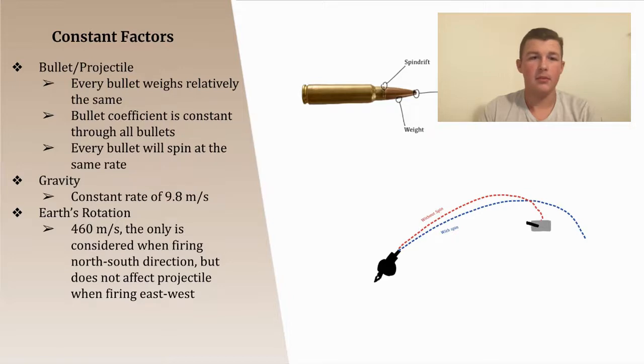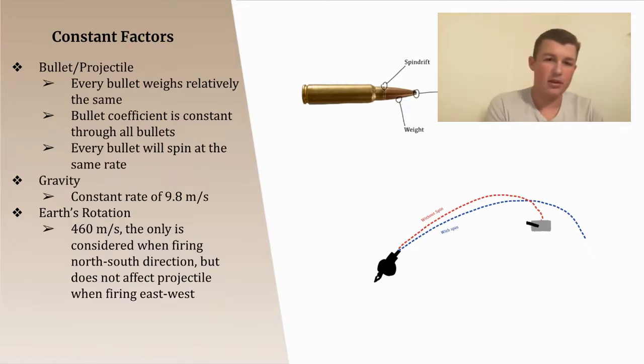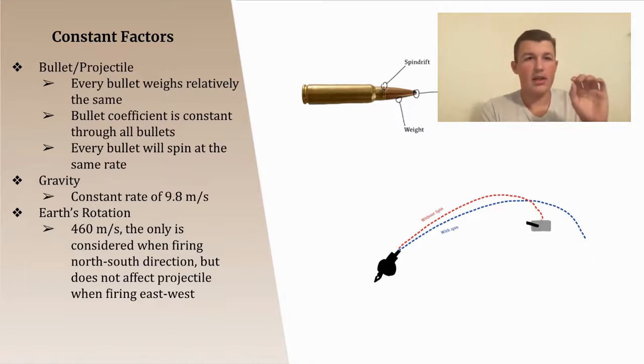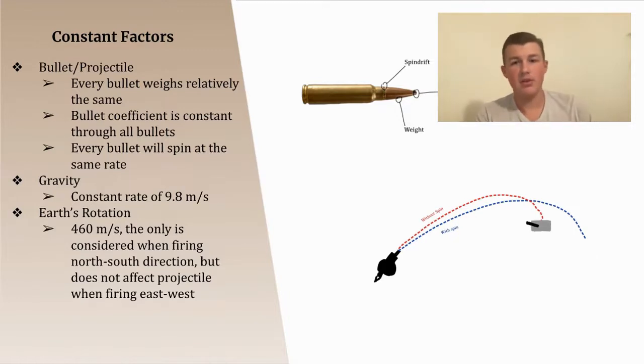So to go into the constant factors, we have the bullet or the projectile. The bullet weighs the same throughout that whole container of ammunition, as well as the bullet coefficient, which is constant throughout all bullets. It's calculated during the manufacturing of the bullet. The coefficient is basically how well the bullet travels through air, so how well it breaks the air. And then the bullet spin, the spin rate or the spin drift. Then, of course, gravity stays the same, 9.8 meters per second squared. And then the Earth's rotation.